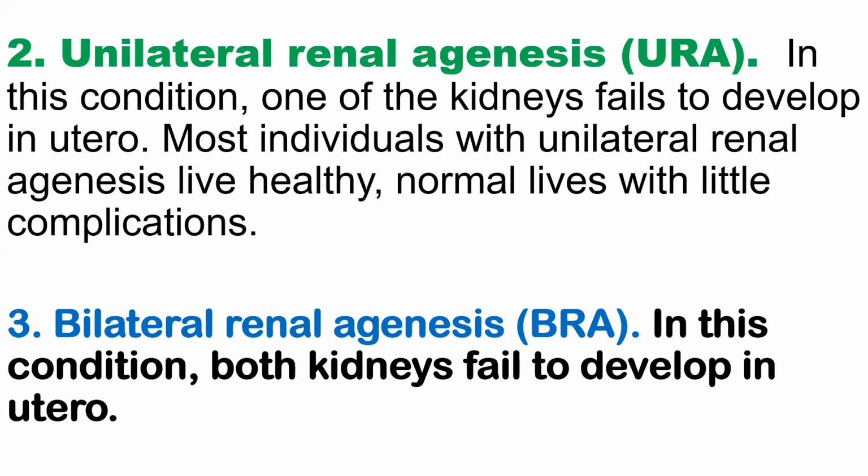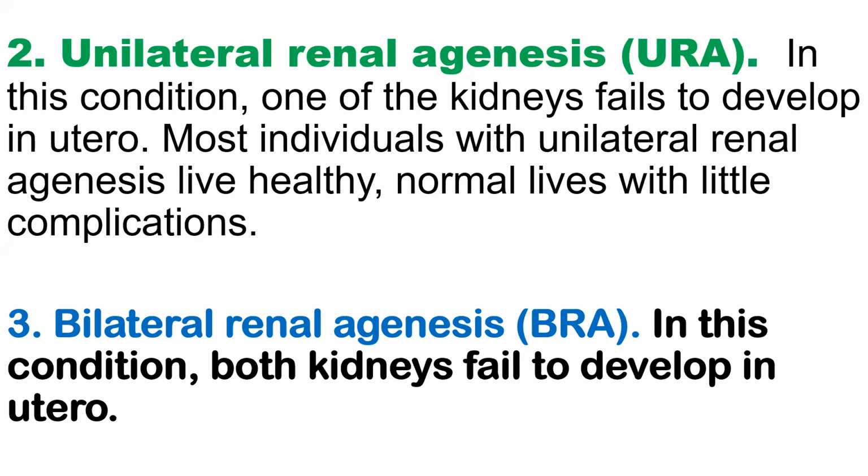Next is bilateral renal agenesis. Here also it's very easy. It was URA, just replace U by B, BRA. B stands for bilateral, R stands for renal, A for agenesis. And in this condition, both kidneys fail to develop in utero.